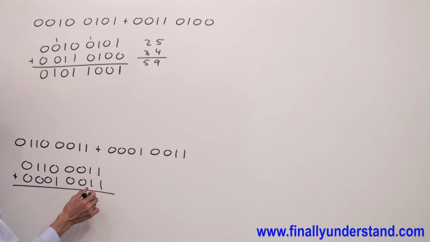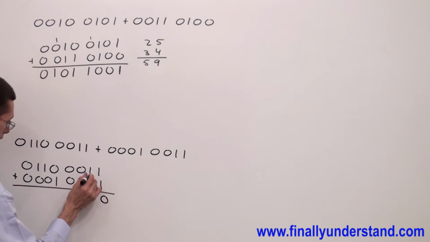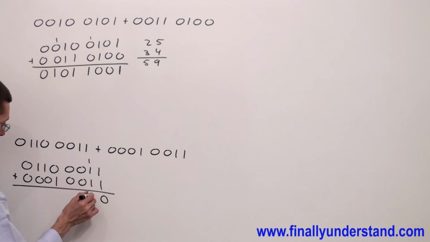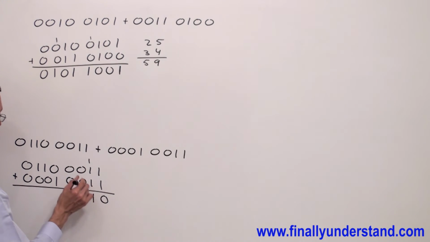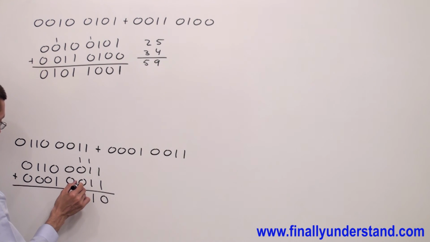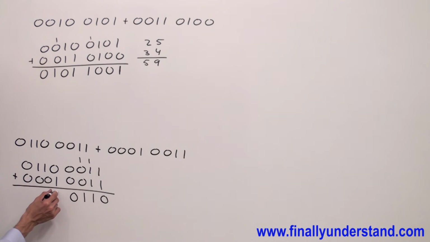1 plus 1 is 2, right? 0 and carry of 1. 1 plus 1 is 3, right? 1 and carry of 1. 1 plus 0 is 1. 0 plus 0 is 0. 0 plus 1 is 1. 1 plus 0 is 1. 1 plus 0 is 1. 0 plus 0 is 0.